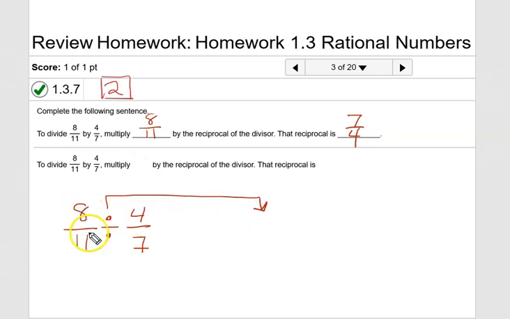You're going to take this term, change the division symbol to multiplication, and take the reciprocal. Let's see what you get. So it looks like this to start. Now we can multiply our numerators, multiply our denominators, but we can also do some cross-canceling here. 4 will go into 4 once. 4 will go into 8 twice. So our numerator now is going to be 2 times 7 is 14, and 11 times 1 is 11.